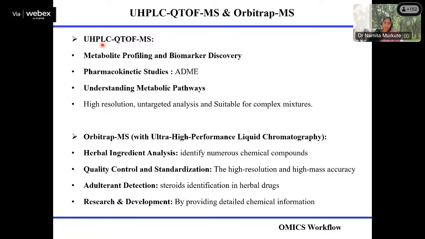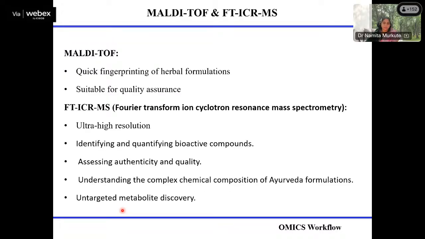Now, UHPLC Q-TOF MS can be used for metabolite profiling and biomarker discovery. Pharmacokinetic studies can be done, and you can understand metabolic pathways here. It is a high resolution, untargeted analysis, suitable for complex mixtures. As I have told, Orbitrap is a gold standard mass spec method now for identification of herbal ingredients. It can be used for quality control and standardization. Adulterant detection, such as steroids in herbal drugs, and research and development by providing detailed chemical information, or you can identify novel compounds also.